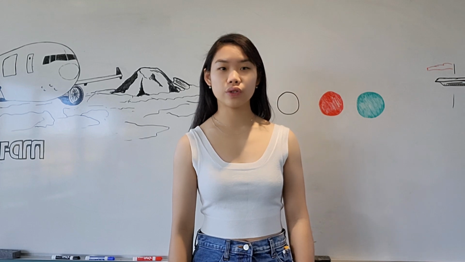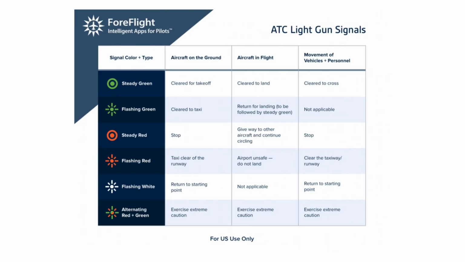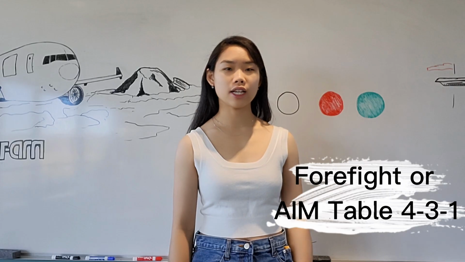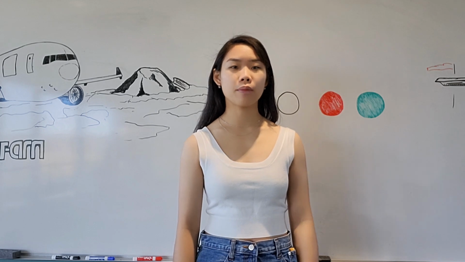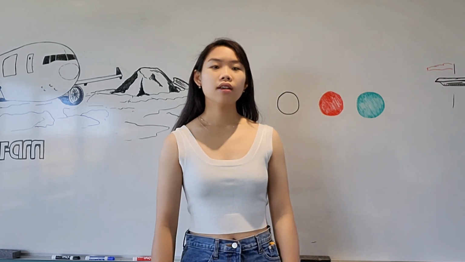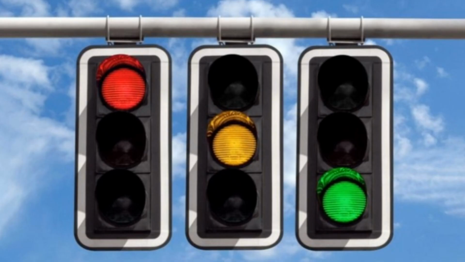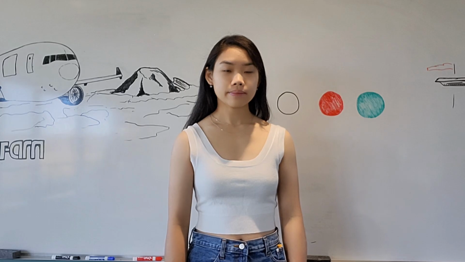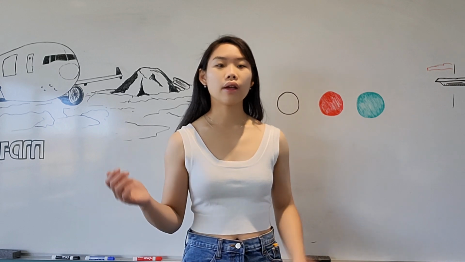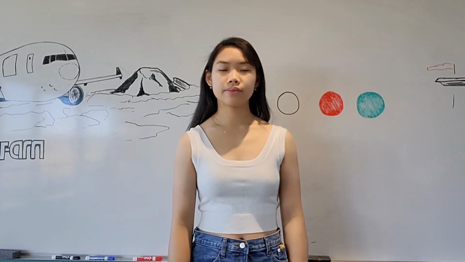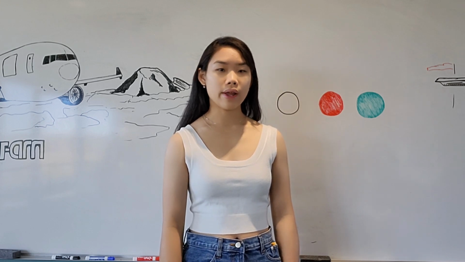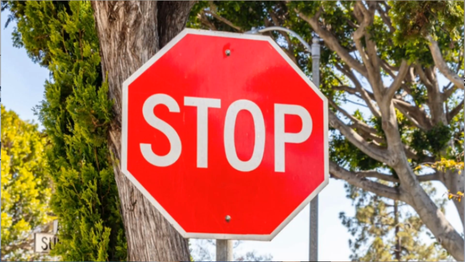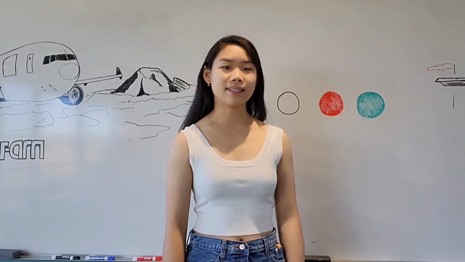Now I'm going to show you a chart, a chart that comes in handy when you read or refer to it. It can be easily accessed from ForeFlight or AIM table 4-3-1 in Section 3, Airport Operations. Do you remember the traffic lights we use in the United States? They come in red, green, and orange. Green means go and red means stop. ATC light gun signals are similar.